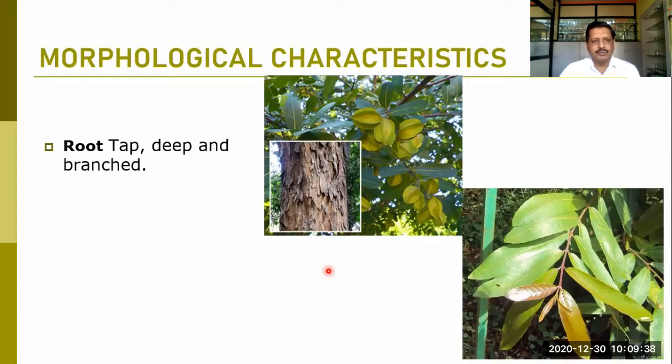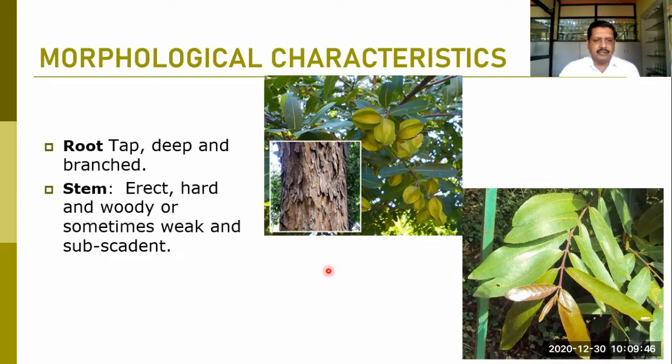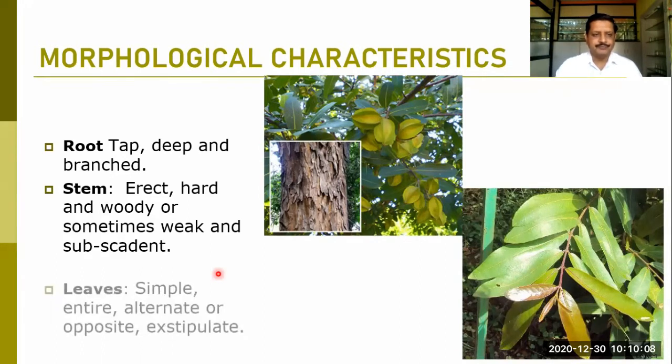When we talk about the root, as most of the plants are trees or climbers, a deep taproot system is there. Stems are erect. They are normally hard and woody. Here one of the examples is given, that is Terminalia arjuna with the bark. So it is a sturdy wood, and weaker stems may be found in the subscandent species like the Rangoon creeper. Those are climbers.